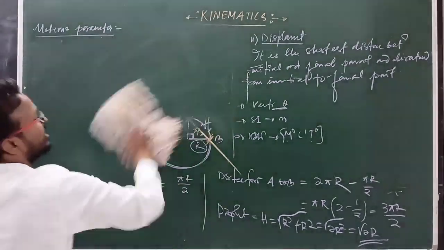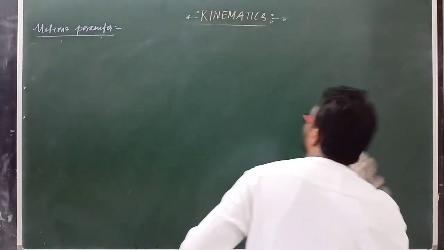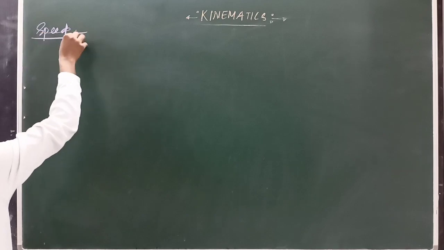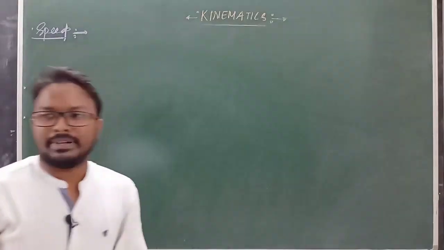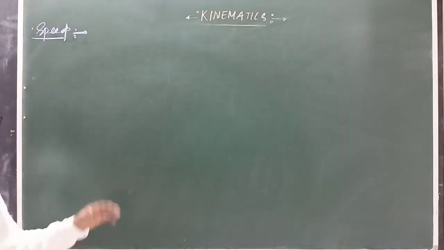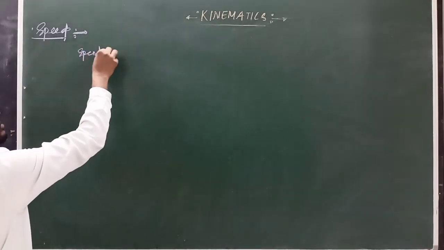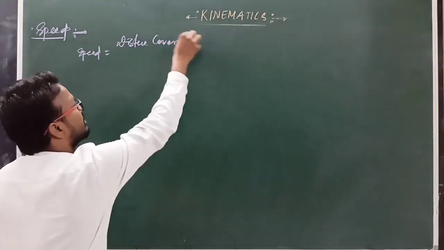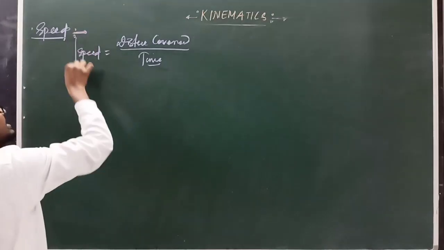Clear? Okay. So now let's start. Speed of a body. So what is speed? Speed means it is the distance travelled by time. It is the distance travelled by a body within a certain interval of time is known as speed. Or the mathematical formula you can write: speed equal to distance covered by body within certain interval of time, or you can write total time. So this is known as speed.